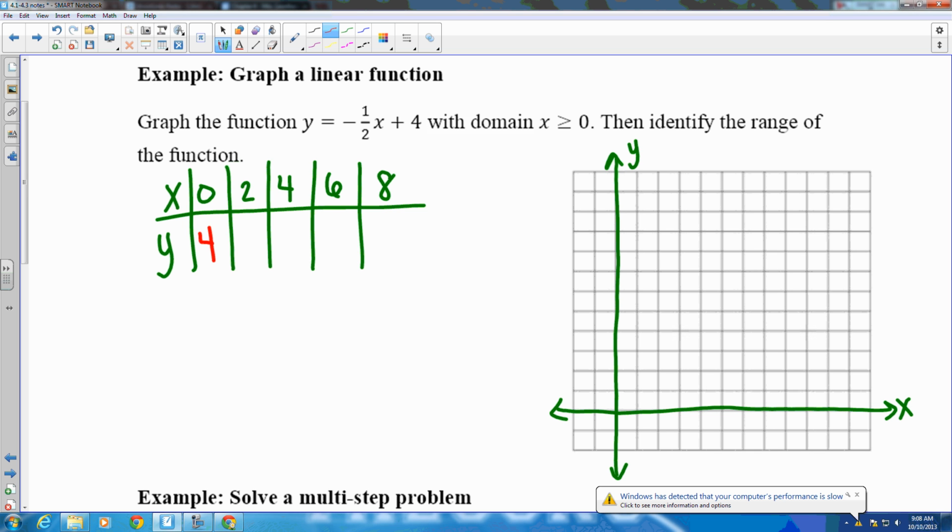We'll get 4 when we put in 0. 3, and it's just going to go 2, 1, 0. If you did happen to use odd numbers, so you have decimals, just make sure that you approximate the points.